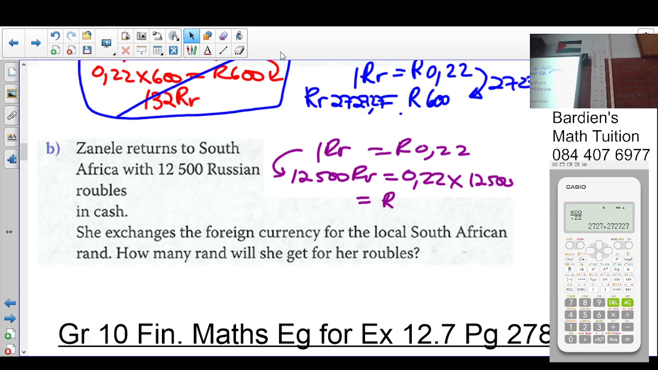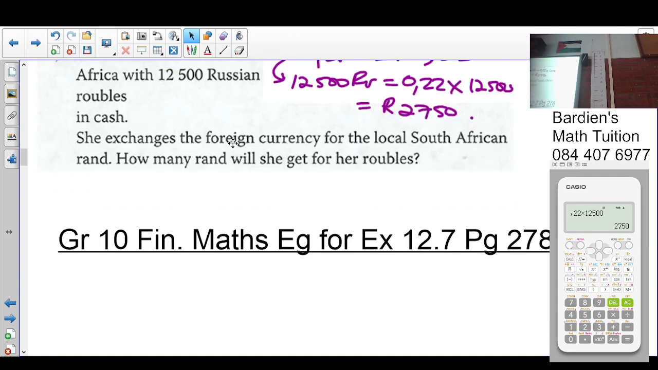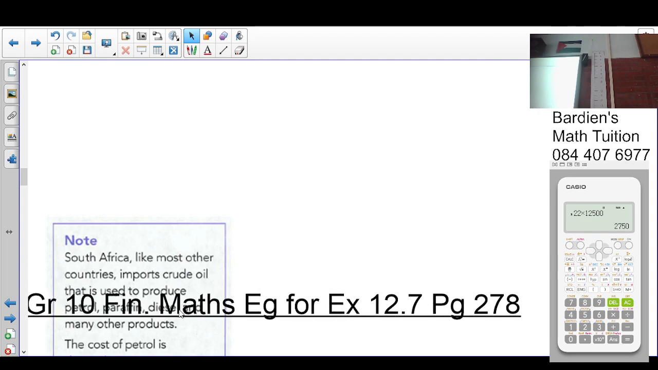She exchanges the foreign currency for local South African rand. Okay, so we are already doing that calculation. That's 0.22 multiplied by 12,500. That gives us 2,750. Okay, you guys understand? Any confusion? Alright, let's look at the next question.